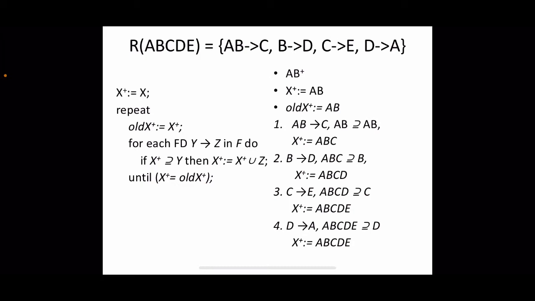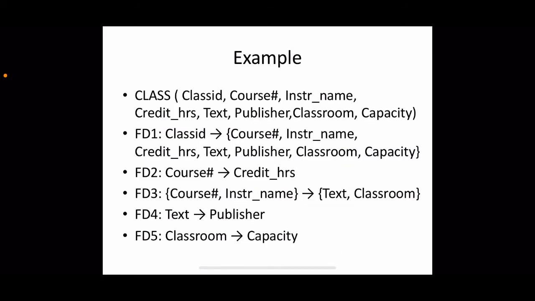Now the loop is exited, so we can say that the AB closure, or the closure of attribute set AB, is ABCDE. So this is how we can find the closure of any attribute set. Now let us take another example.